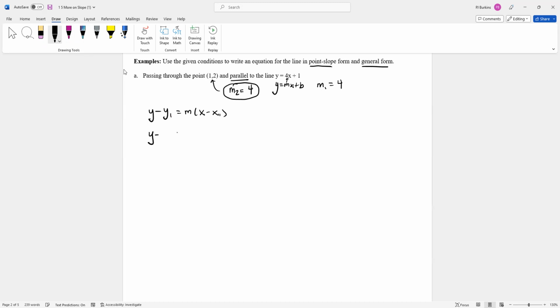So let's plug in. So I have y minus 2, m is 4, and then x is 1. Okay. So that's point slope.